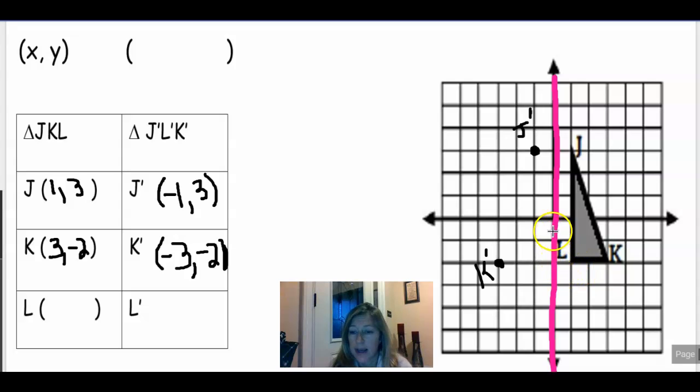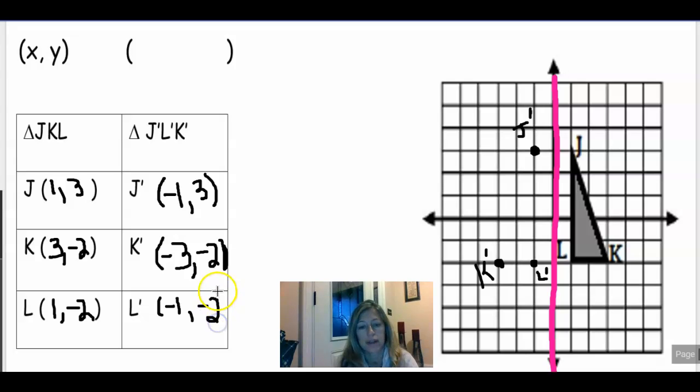And the last one, L. We went 1 to the right, down 2. So it's 1, comma, negative 2. And L prime then is right here, because if L was to the right one, now it should be to the left one. So this is L prime, which is at negative 1, comma, negative 2.